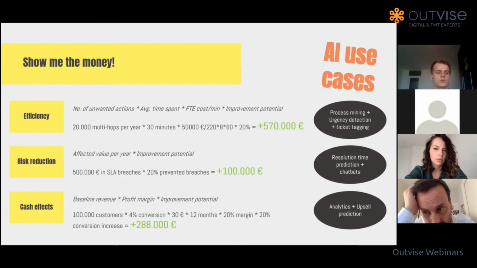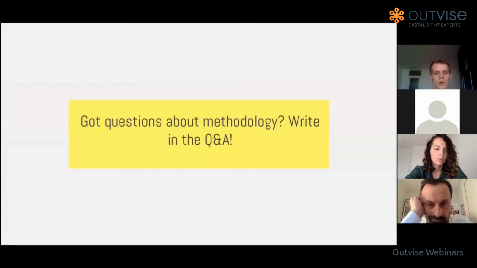Yeah, so this is a simple business case calculation that you can do in pretty much any use case that you have. Of course, the formula and the numbers will change based on your assumptions, but as you can see, you can achieve a direct financial impact with AI. If you have more questions about methodology, please write them in the Q&A.